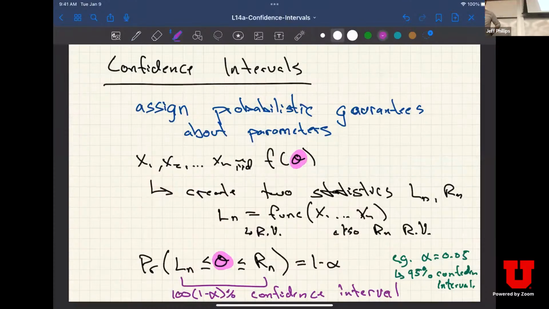Okay, so I've written down this probability, and I want to calculate this. I say it's equal to, say, 0.95, so I want this to be a large probability. Probability indicates something random. What's the random part here? What's the random part of this probabilistic statement?